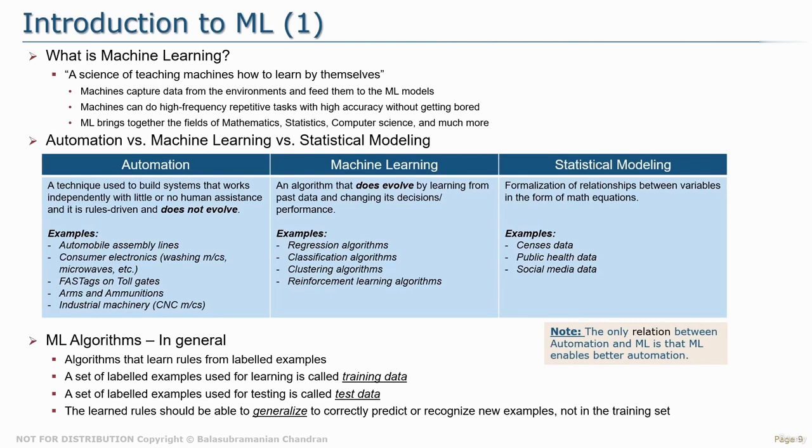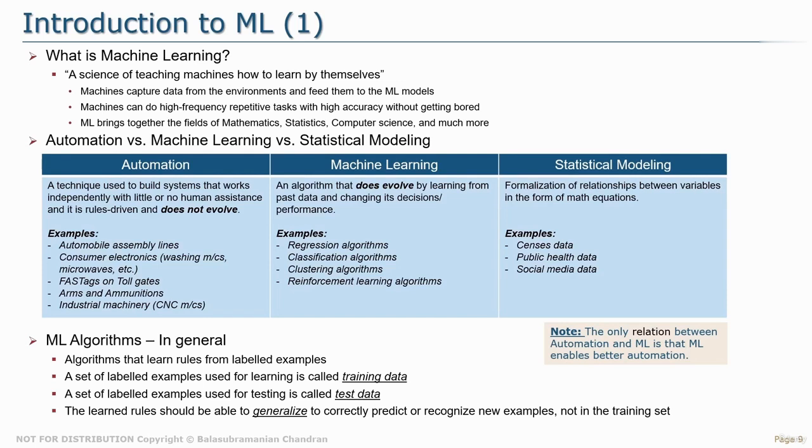Machine learning algorithms in general, algorithms that learn rules from labeled examples. A set of labeled examples used for learning is called training data. A set of labeled examples used for testing is called test data. The learned rules should be able to generalize, to correctly predict or recognize new examples not in the training set.